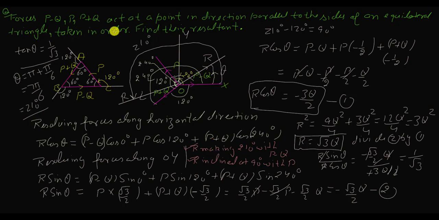So that is an important question. We have to find the resultant. Resultant find means its magnitude has been determined, root 3 Q, and its direction theta has been determined, that is 210 with P minus Q or 90 degree with P. So this question is very important from examination point of view.